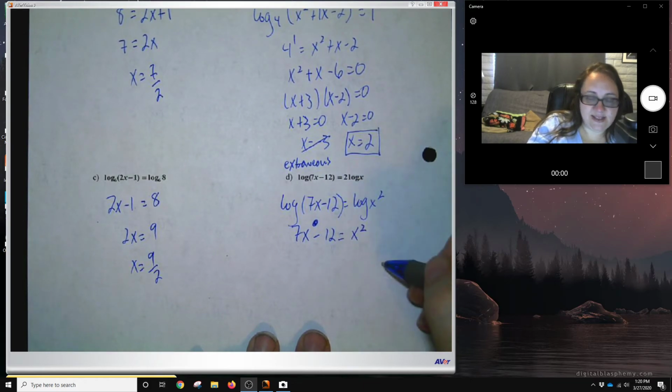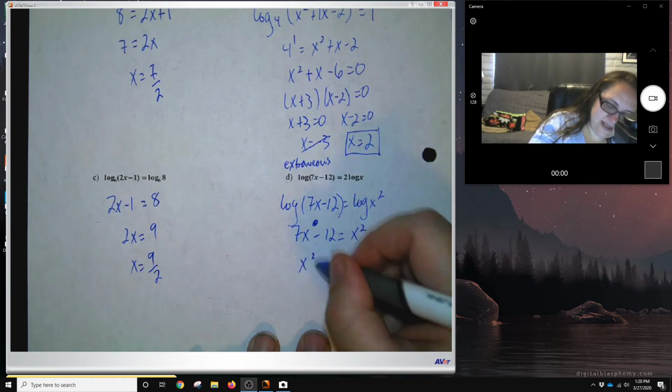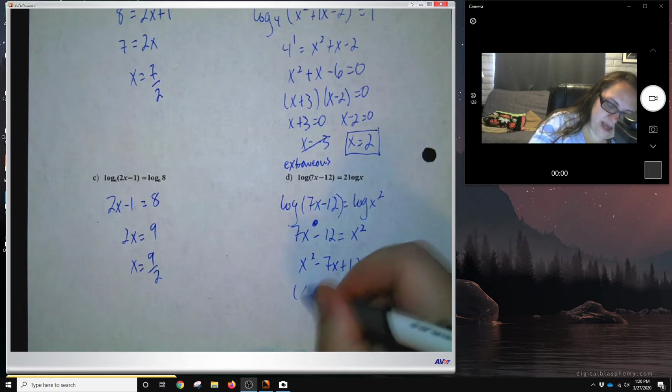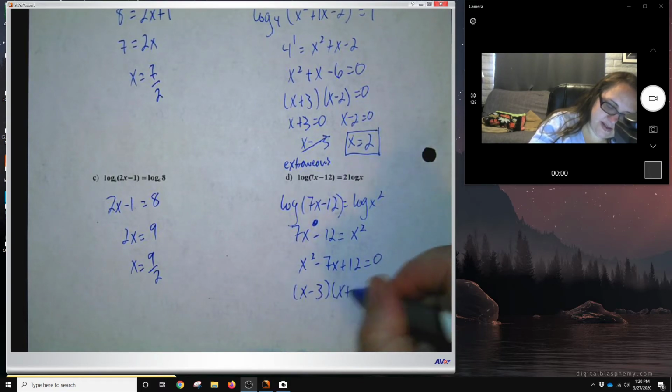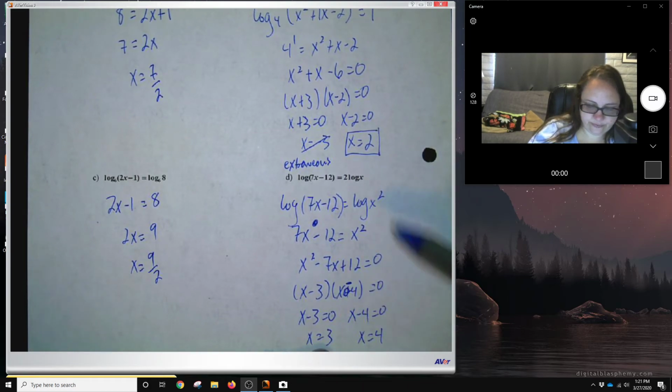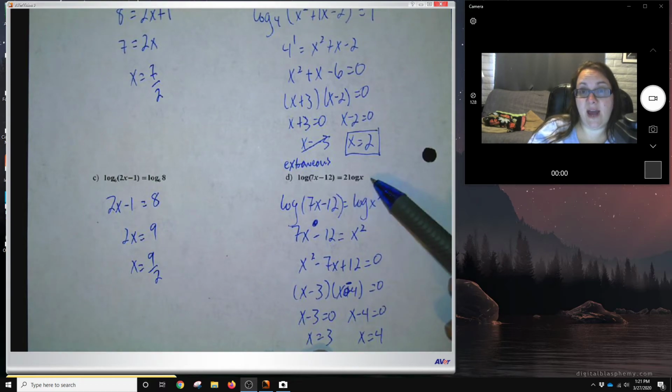Subtract the 7x and the 12 and make this x squared minus 7x plus 12 equals 0. That factors x minus 3 times x minus 4. So x minus 3 equals 0, x minus 4 equals 0, 3 and 4. Both 3 and 4 would work over here.